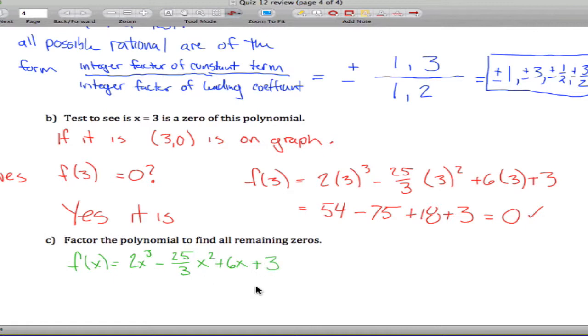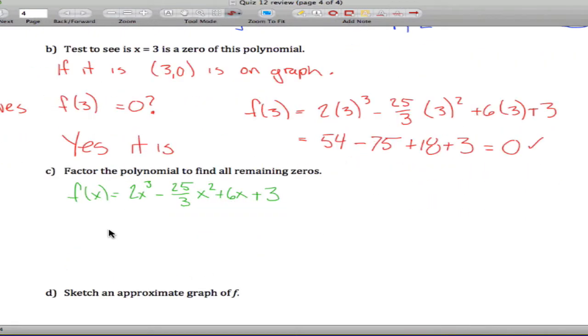I don't like fractions. It's not really true, I don't mind fractions, but I assume you don't like fractions. You can get rid of all the fractions by factoring out the least common denominator. In this case, the only denominator I have is the 3. So if I pull 1/3 out from this entire polynomial, I can make it not have any fractions. That would turn this 2 into 6, this 25 thirds into just 25, this 6 into 18, and this 3 into 9.